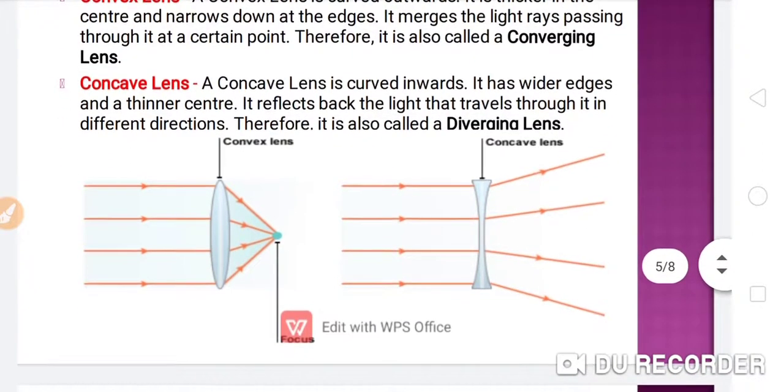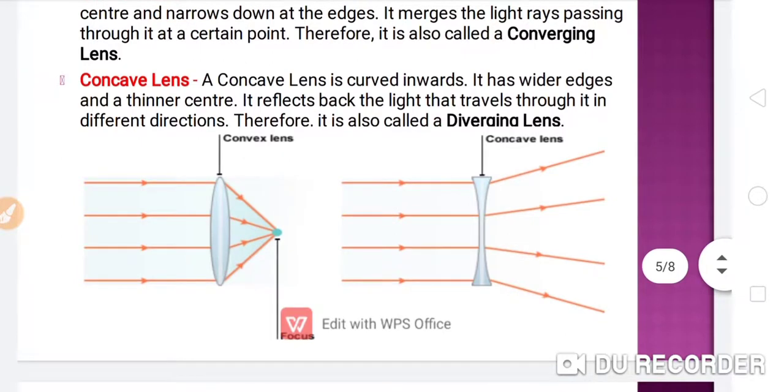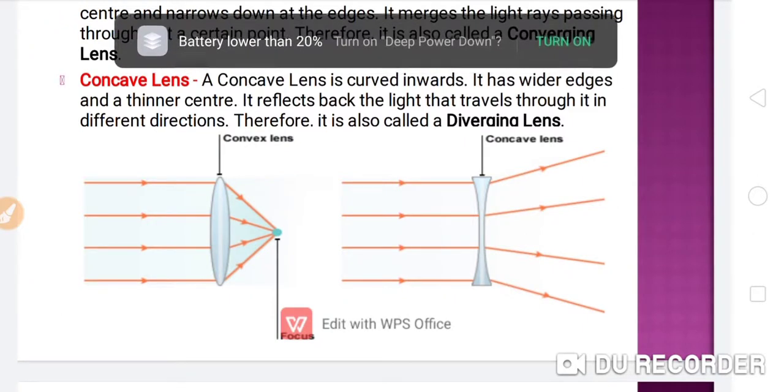Next, the concave lens. A concave lens is curved inwards. It has wider edges and a thinner center. It spreads the light that travels through it in different directions. Therefore, it is also called a divergent lens.